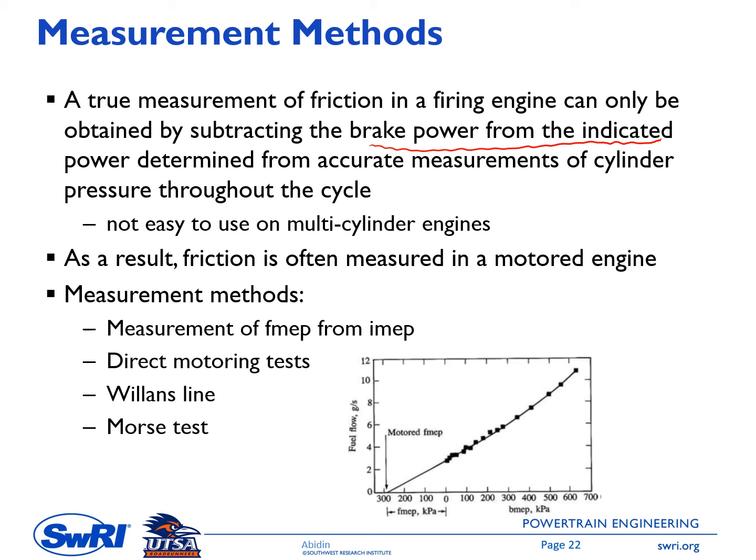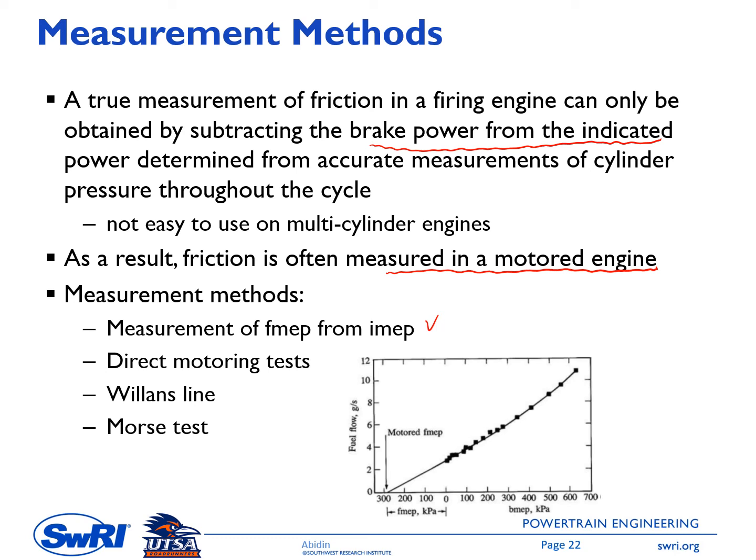As a result, friction is often measured in a motored engine. Motored engine means we run the engine without combustion, so we crank the engine using an external means. There are several measurement methods. The first one is measurement of FMEP from IMEP.